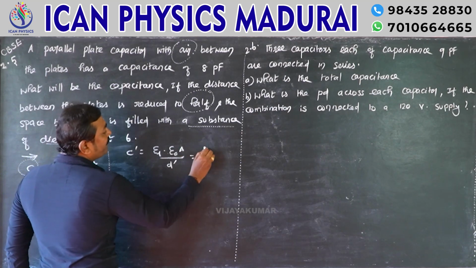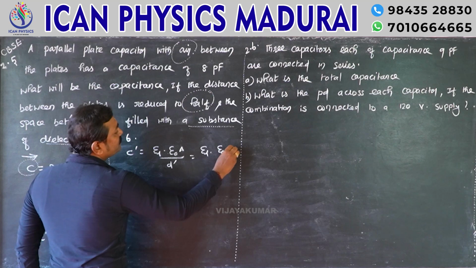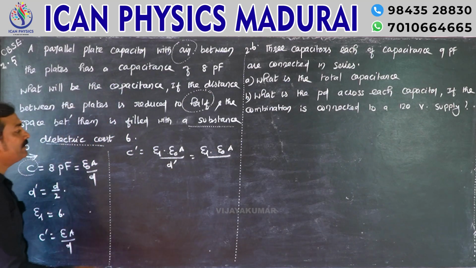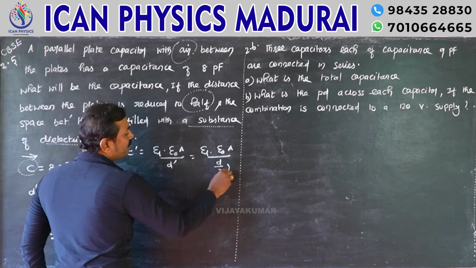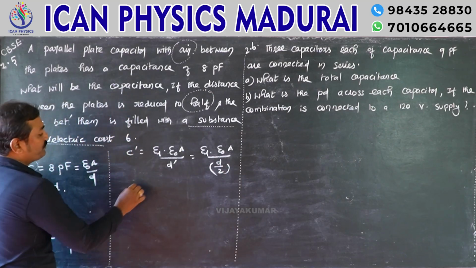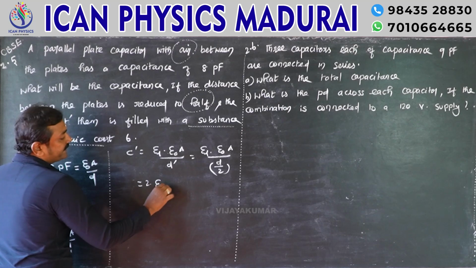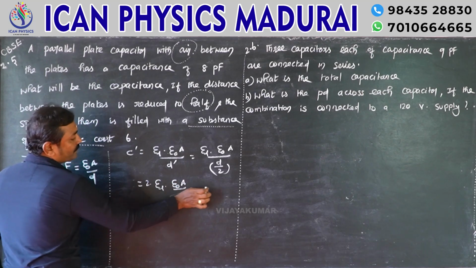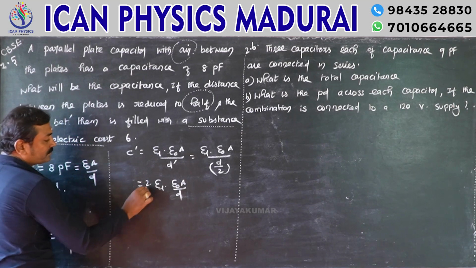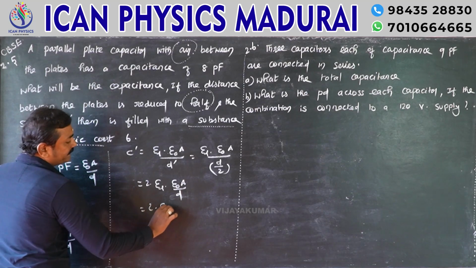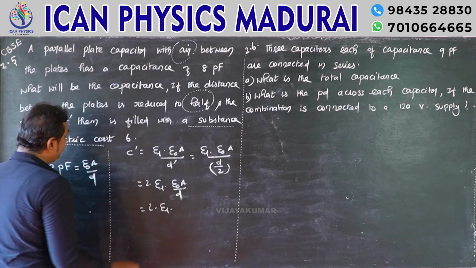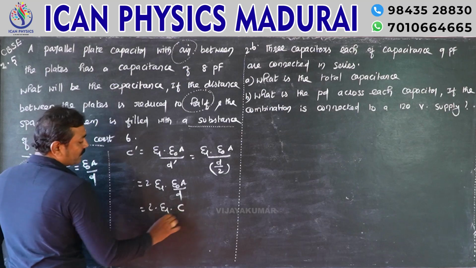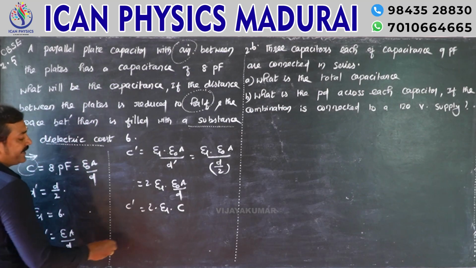Now epsilon R, epsilon 0 A by D dash. What is the value of D dash? D by 2. Now it becomes reciprocal. So 2 into epsilon R into epsilon 0 A by D. Epsilon 0 A by D can be taken as C. So this is the required formula.